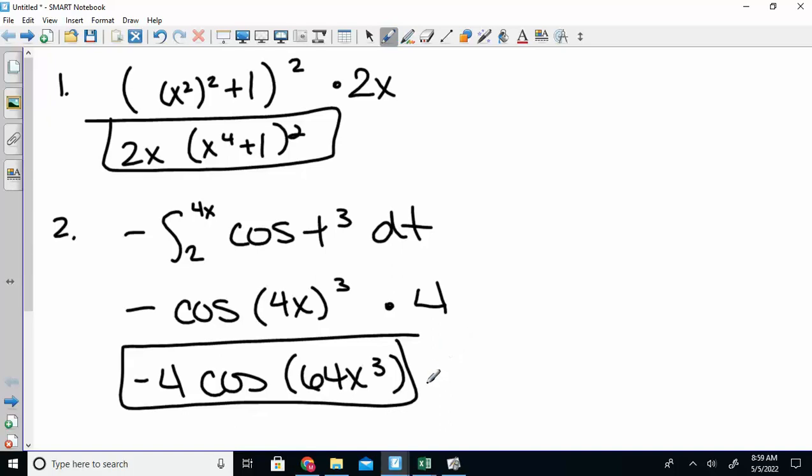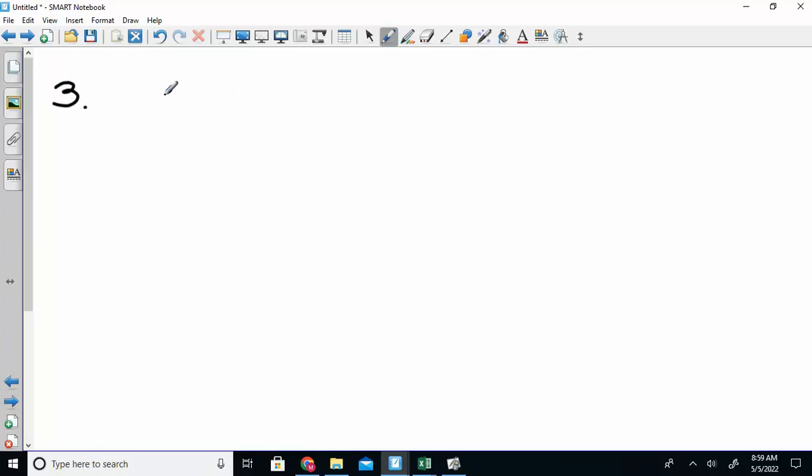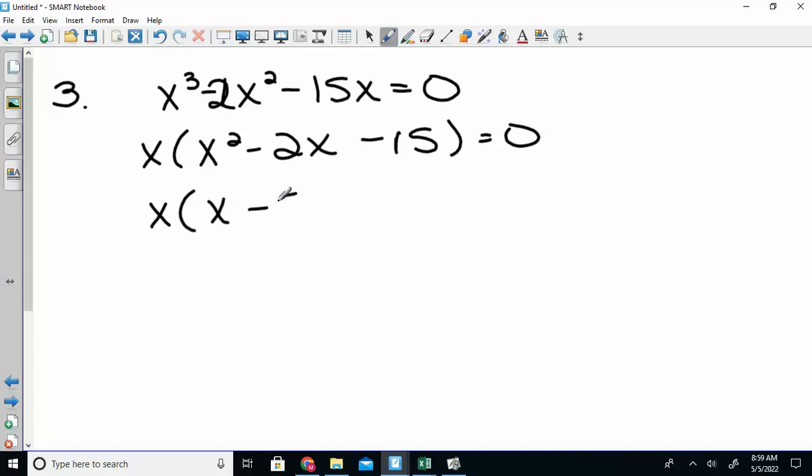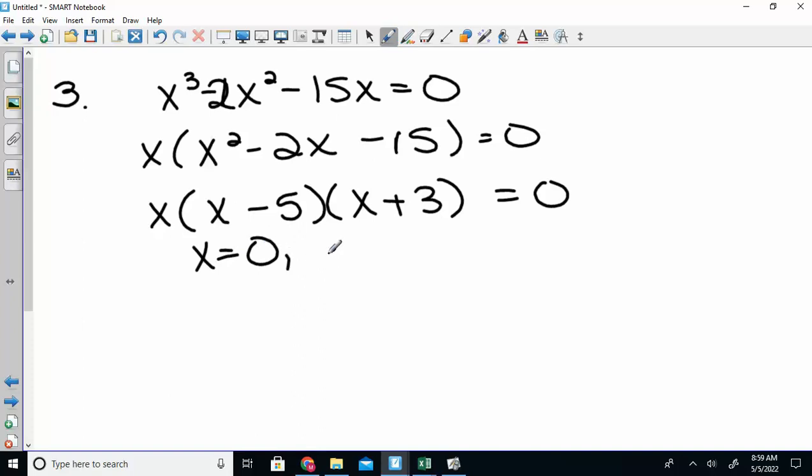All right, number 3. We want the total area enclosed between that curve and the x-axis. So first, we need to figure out where this hits the x-axis. So we set that equal to 0. We could take out an x. This would factor into x minus 5, x plus 3. So it hits the x-axis at 0, 5, and negative 3.